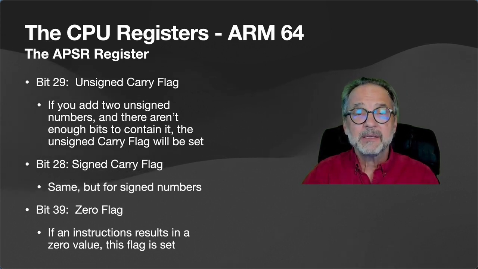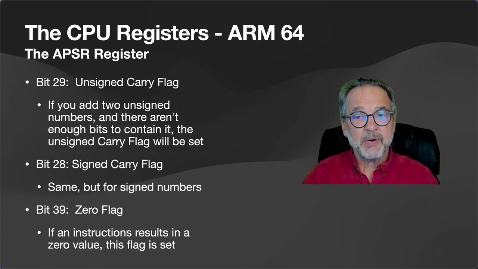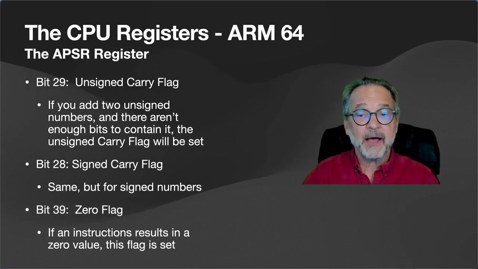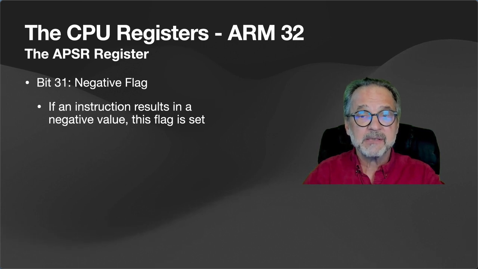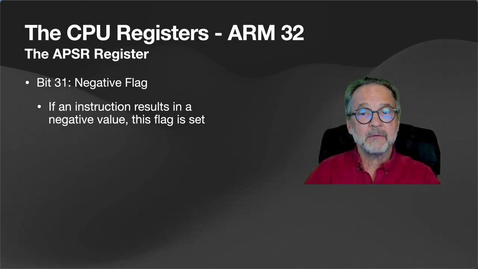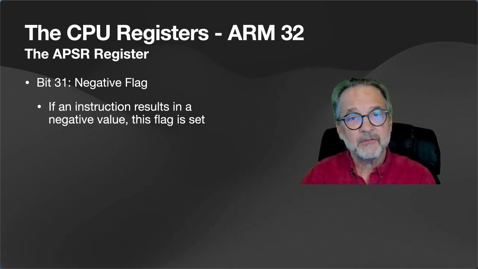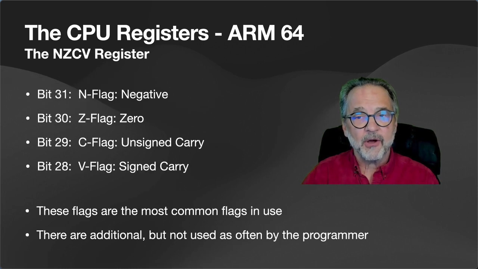Same for carry. The bit 28 signed carry flag will be turned on. The 0 flag will be turned on if an instruction results in a 0 value. This flag is set. If it's not a 0 value, that flag is unset. If an instruction results in a negative value, that bit 31 negative flag will be turned on. If it doesn't result in a negative value, that flag is turned off.